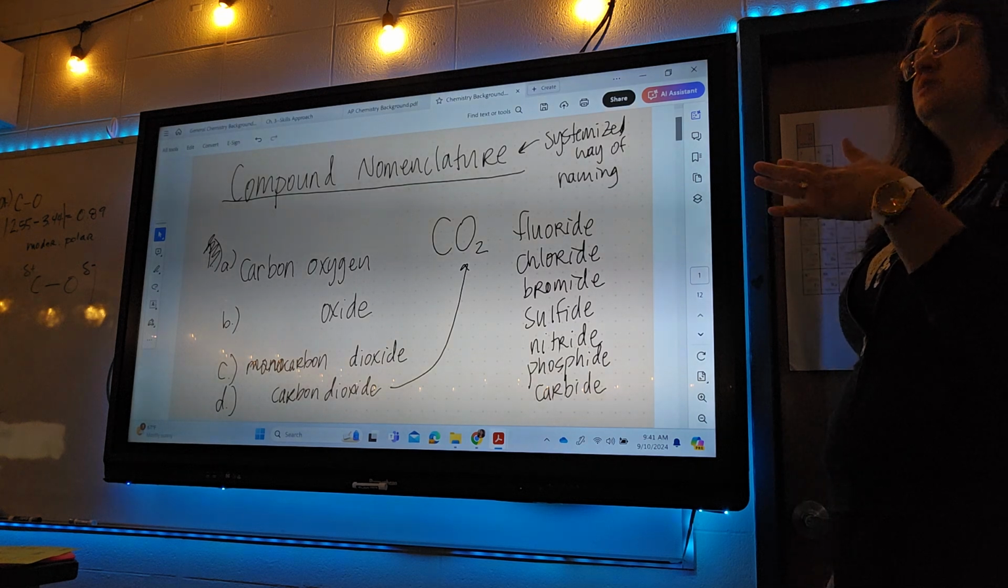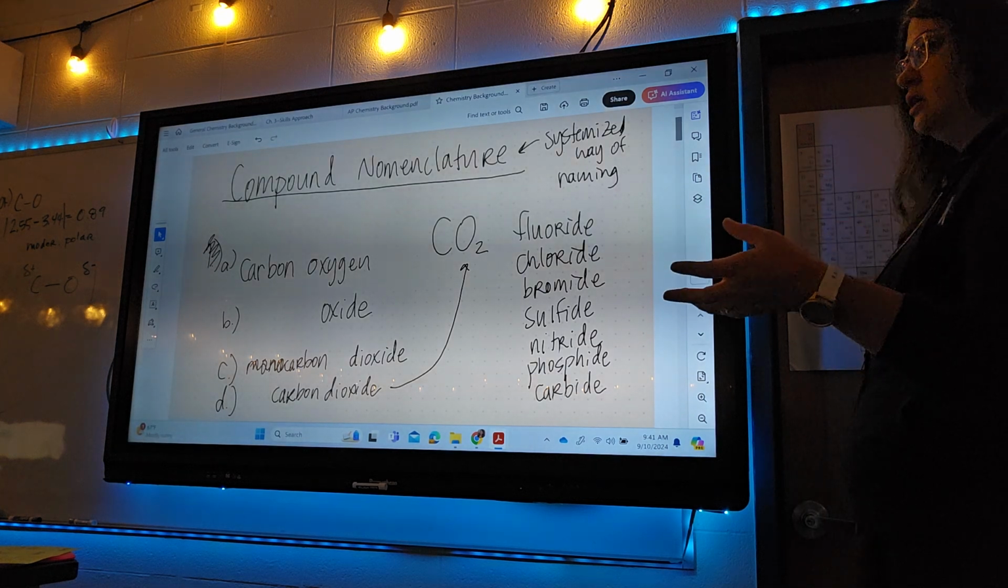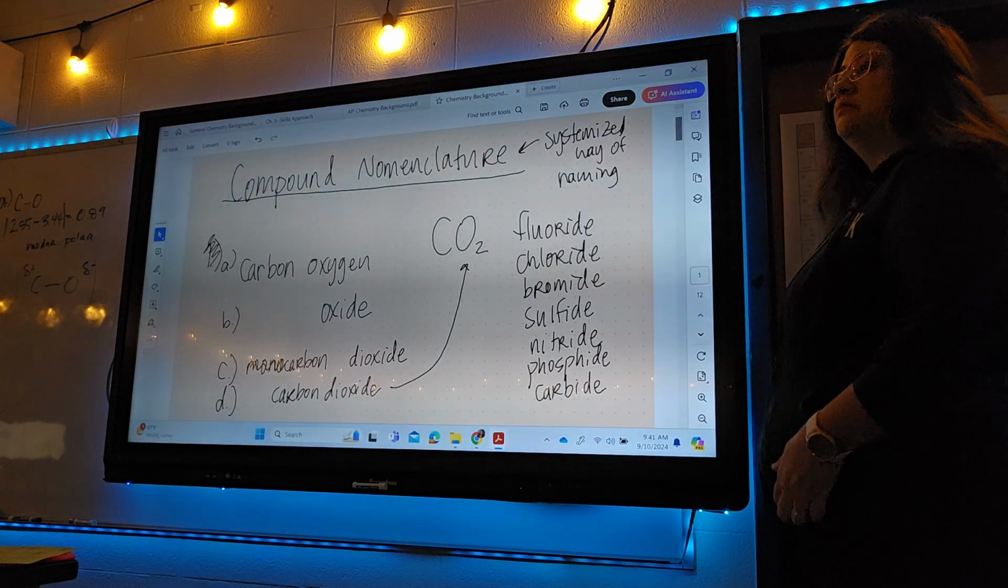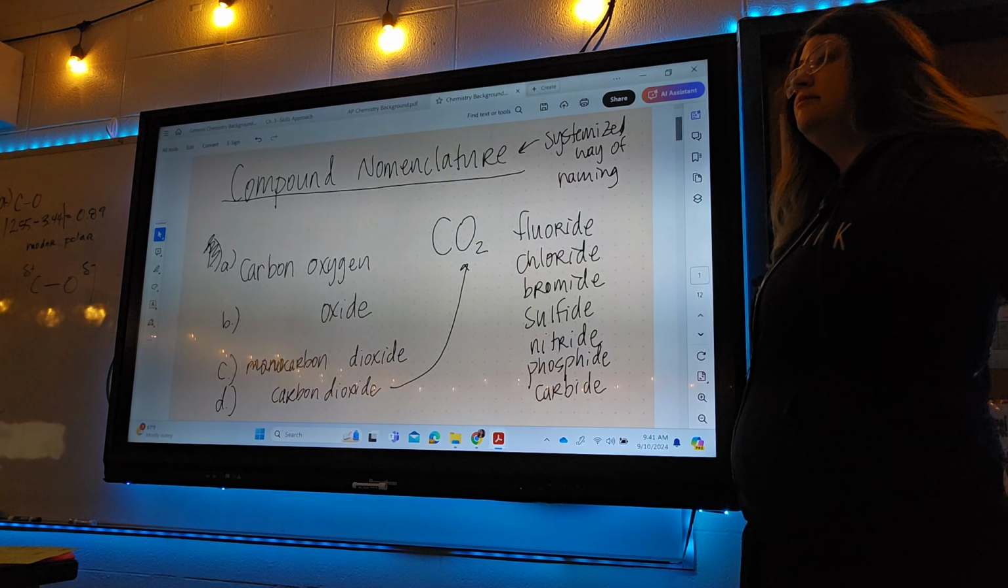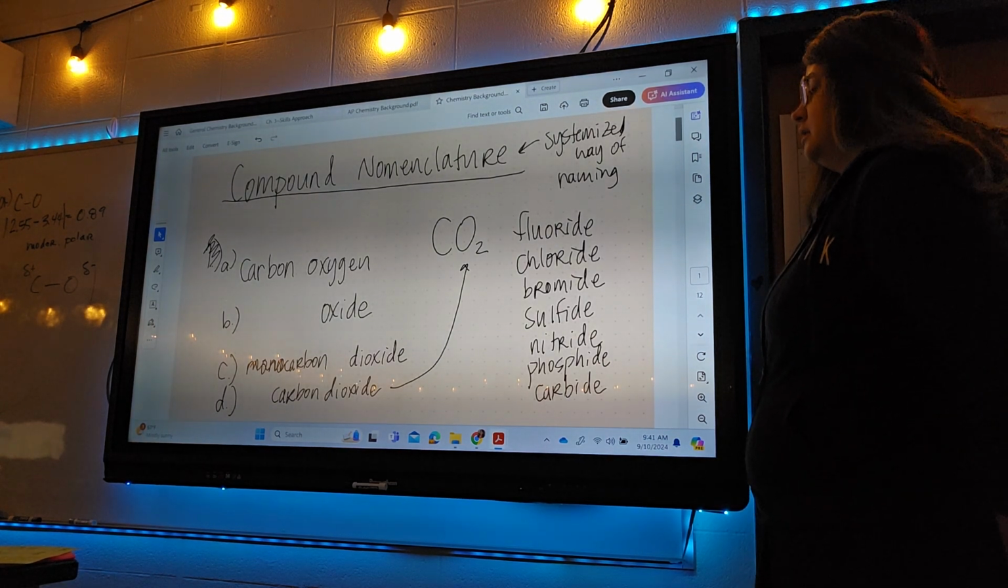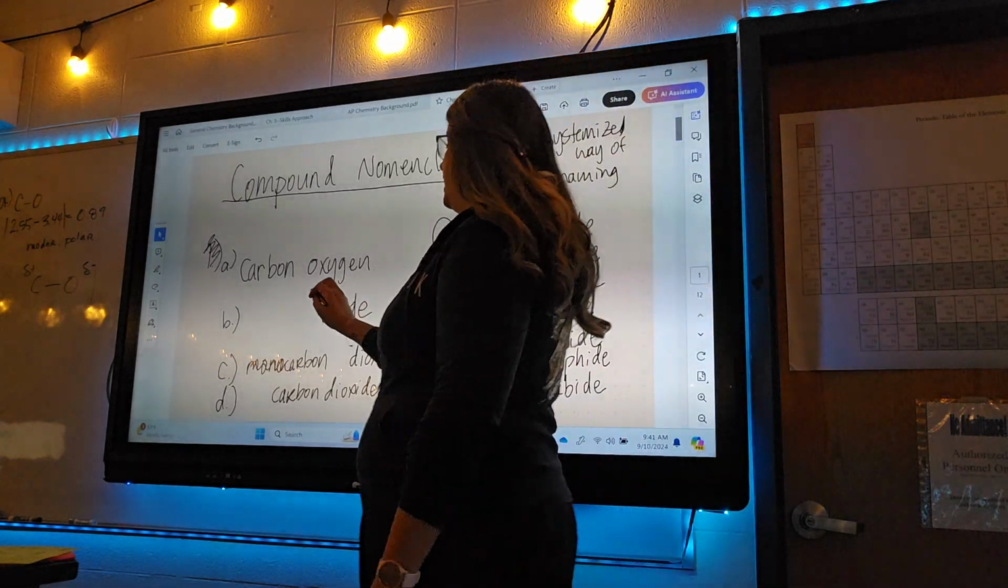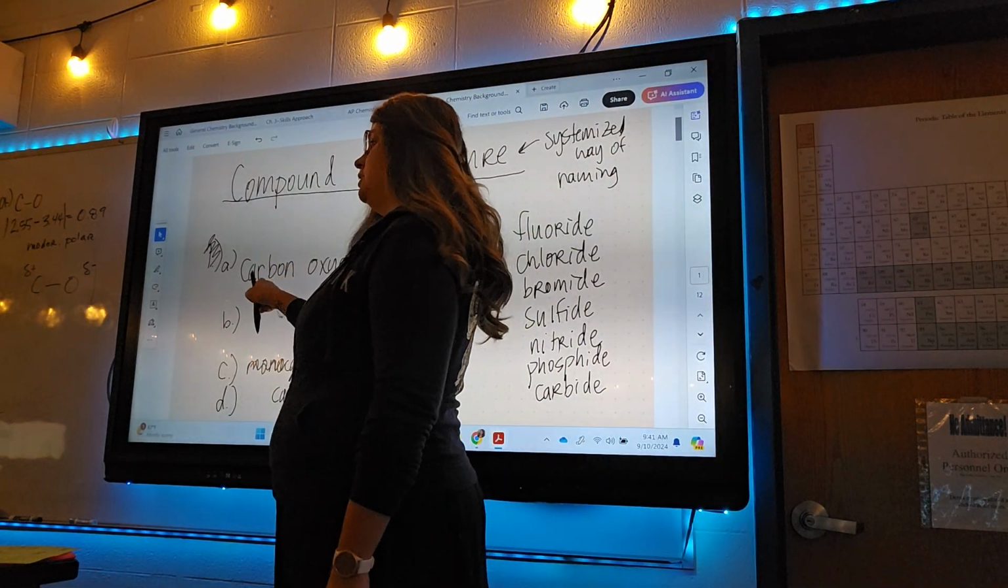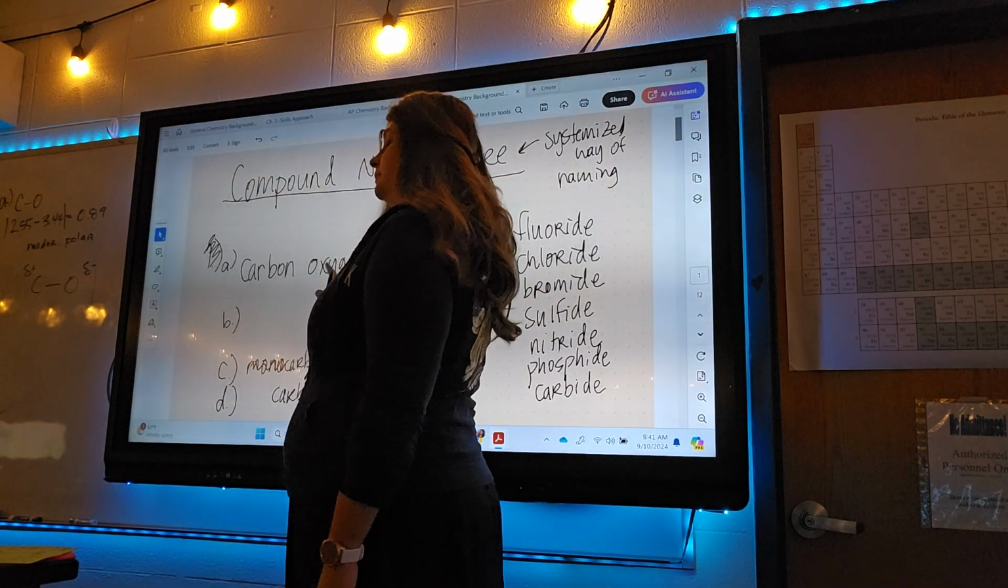So let's talk about some different examples that maybe are a little bit more complicated. Yes, Jared? I don't know if you can see this, but you put carbide. You don't ever change the ending of the first element, only the second element.